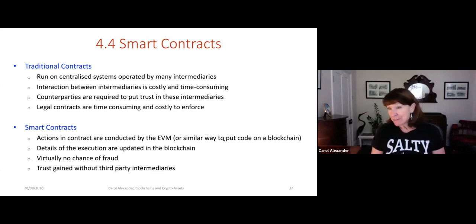You'll all be familiar with traditional contracts. Some of them are legal, require lawyers, but it may just be some sort of standard document that you've signed to rent a place or something like that. But it can be quite time consuming and costly to involve all that paper or to get signatures.